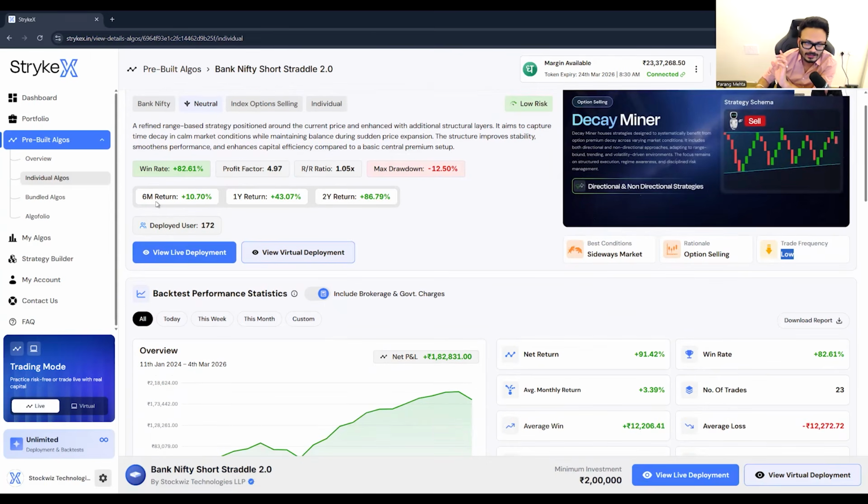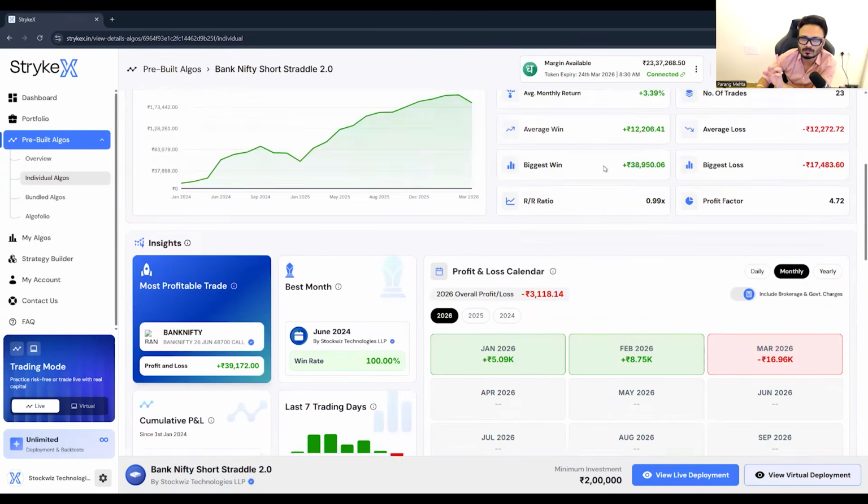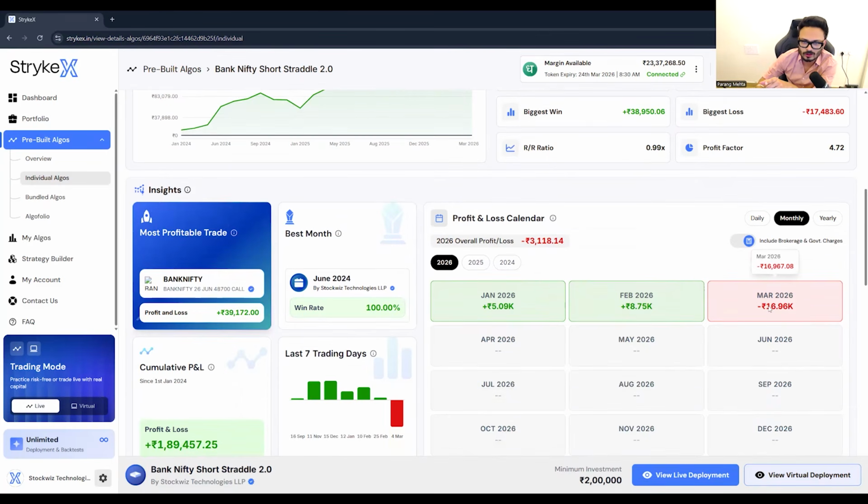And then you can see that 6-month return was 10%, 1 year return was 43%. And then you can just go on the monthly tab over here. Now you know that the investment is 2 lakh rupees. So it basically lost 4% of its capital, or about 8% of its capital in March. Why? Because of the trade war and because of the Iran-Israel war, big volatility.